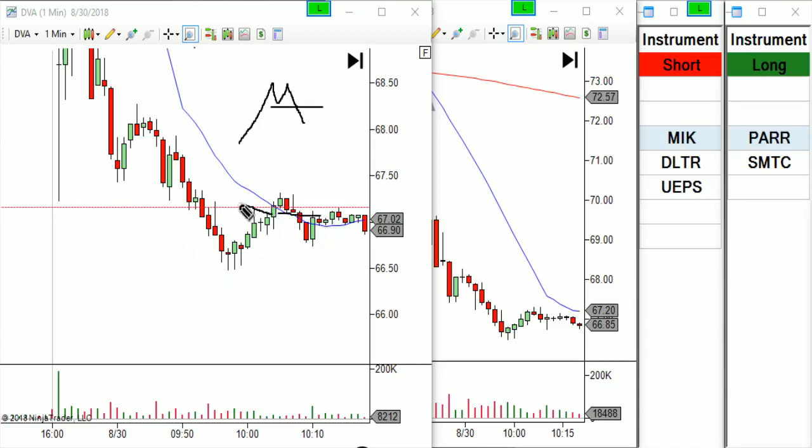And if we look to the left, the location was right at this prior support here, right? So I'm shorting at resistance, which was support. And that's one of my favorite locations to take a short position.